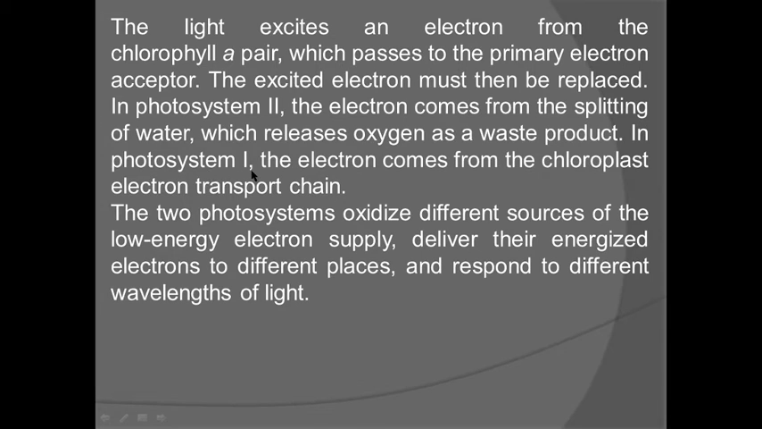In photosystem first, the electron comes from the chloroplast electron transport chain. The two photosystems oxidize different sources of the low energy electron supply, deliver their energized electrons to different places, and respond to different wavelengths of light.